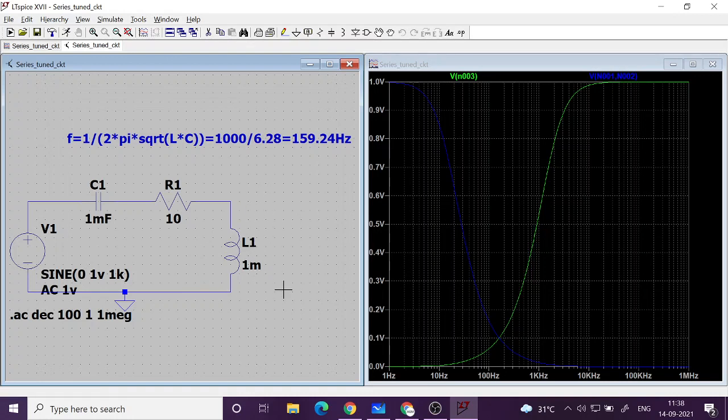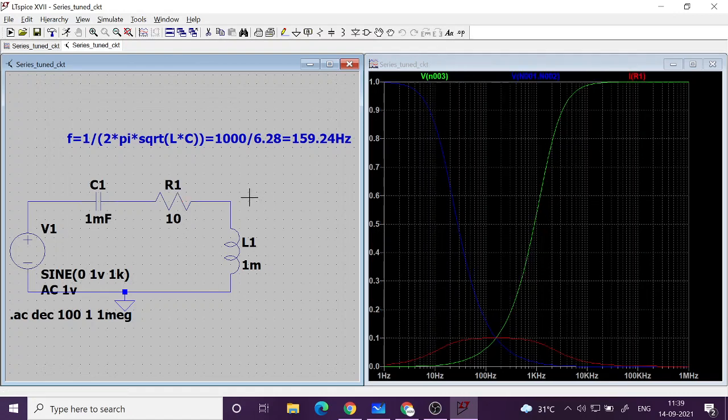So what is happening is that at resonant frequency, the total impedance is going to be 10 ohm. Though individually the reactance is very large, they will cancel each other, because one is positive and the other is negative. So then we are left with only the resistor. So this is the current, okay?